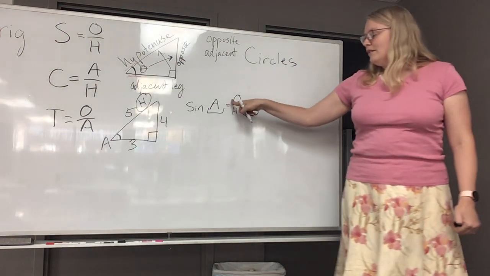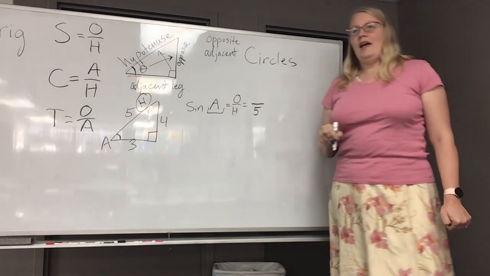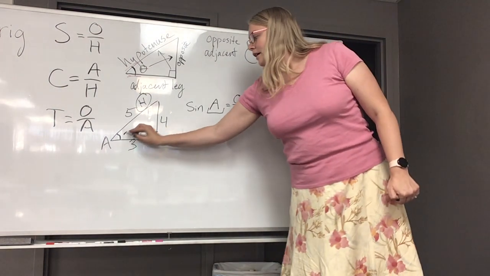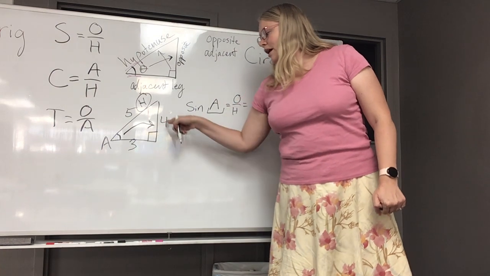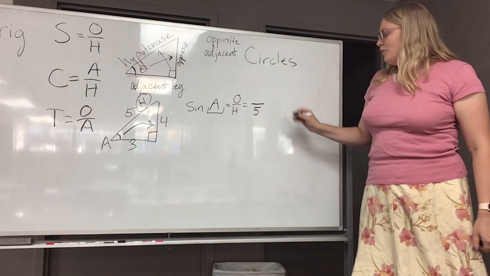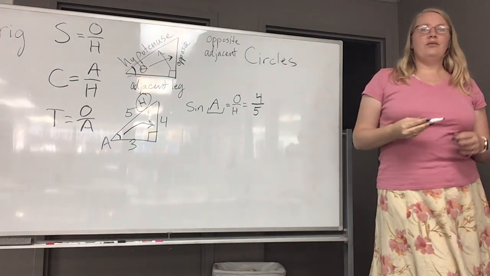So sine is opposite over hypotenuse. What is opposite our angle A? 4. Yeah. It's across the way, opposite the angle, versus 3 is attached to it. And so our sine of A is 4 over 5.